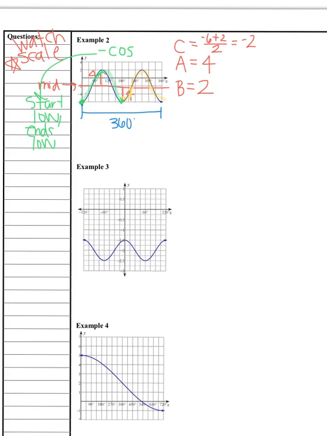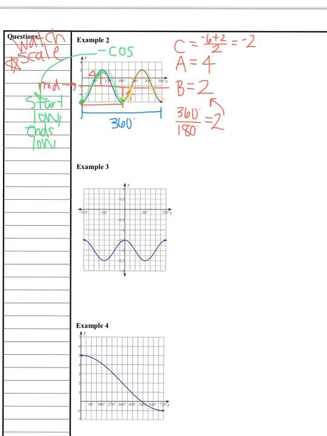Again, if you couldn't see that in the picture here, 360, we could do 360 divided by how long it takes for one full cycle. So 360 divided by one full cycle takes 180 degrees for one full cycle. So when we divide there, we also get 2. So that should match up there.